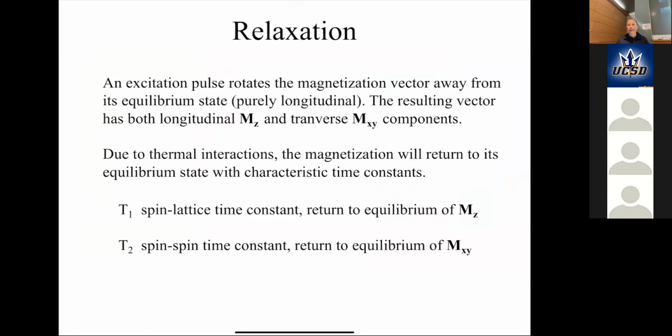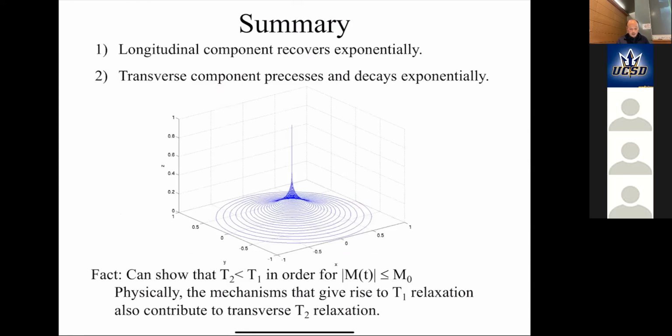We've already had a taste of this, and we've already defined what T1 and T2 are. T1 governs the return to equilibrium of the longitudinal component, and T2 governs the return to equilibrium of the transverse component. Today we're going to take a deeper dive into what that actually means. The longitudinal component recovers exponentially back to its equilibrium. The transverse component precesses and decays exponentially. In your homework, you showed that T2 must be less than T1. Otherwise, the length of that vector would be greater than M0, and that's not physically possible.